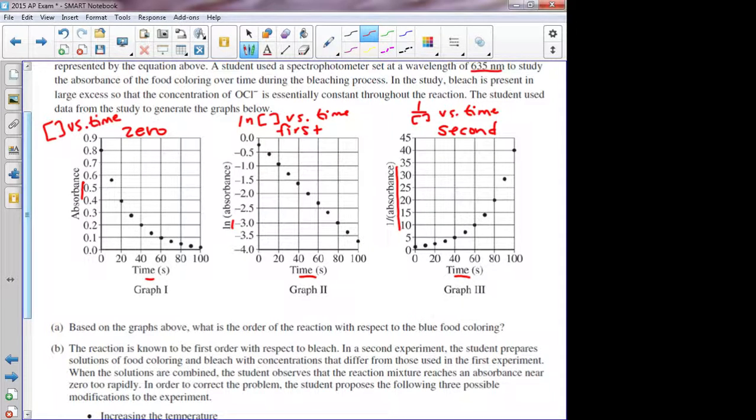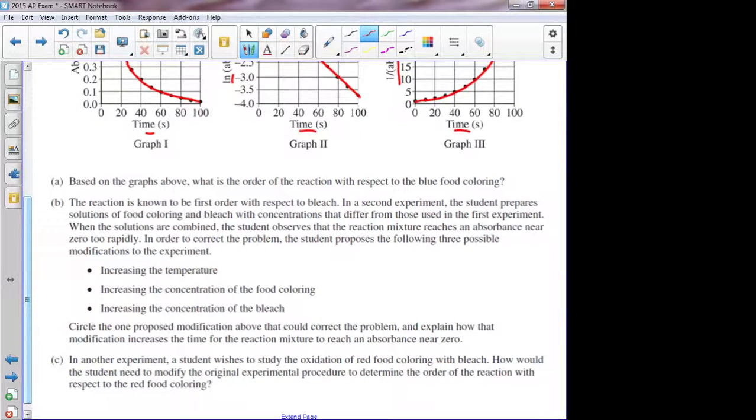Got that? So, you gave me a graph. What do I notice? If you put 0 in the second, what do we notice? First is different. How is first different? It's a straight line. So when it asks me, based on the graphs above, what is the order of the reaction with respect to the blue food coloring, I'm going to say first order. Why am I going to say first order? Because he gave me the straight line. Heck yeah. 2 points.